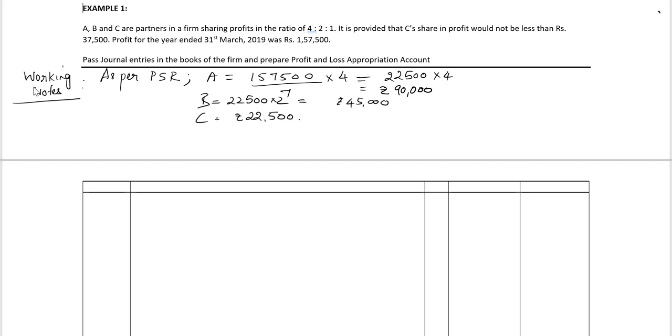Now the guaranteed profits to C of rupees 37,500 is greater than his share of profits as per the profit sharing ratio, which is 22,500 rupees. Therefore, deficiency is equal to 37,500 minus 22,500, which is equal to rupees 15,000.